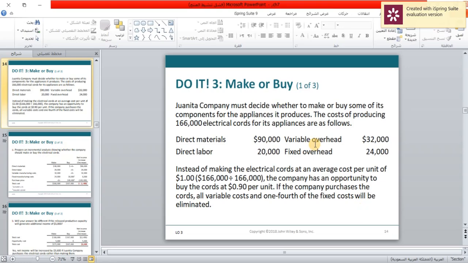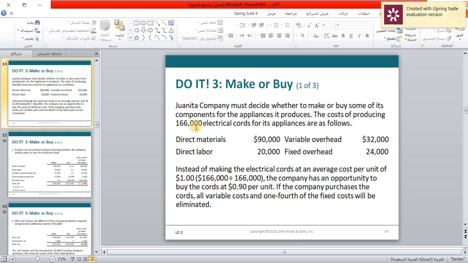New exercise, make or buy. Again, which is better, to make products internally or buy from an outside supplier? The company must decide whether to make or buy some of the components for the appliances it produces. The cost of producing 166,000 electrical cars for its appliances is as follows.